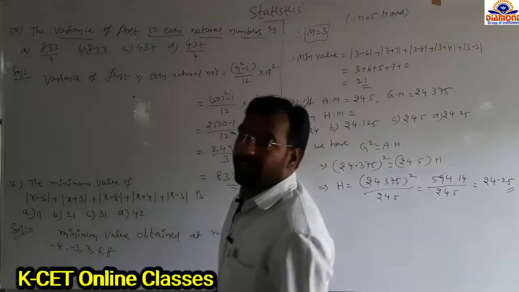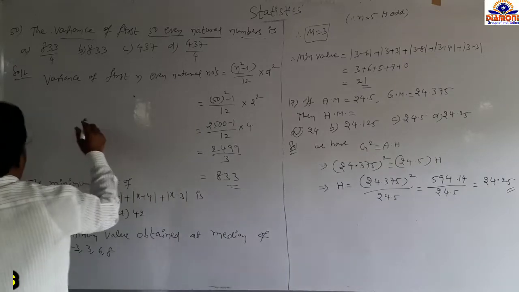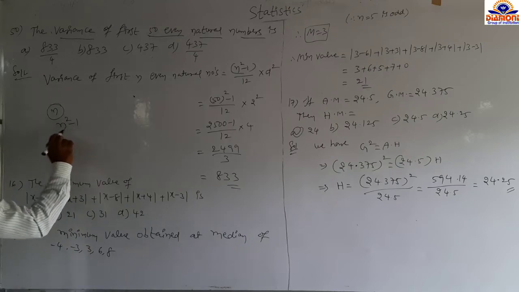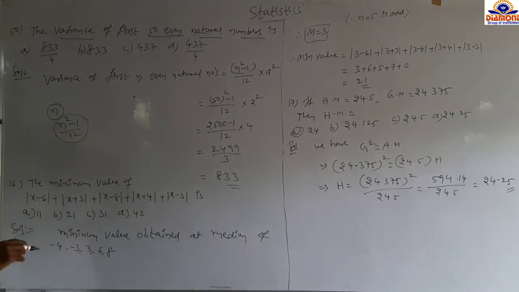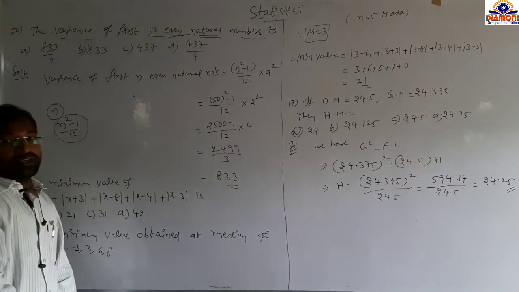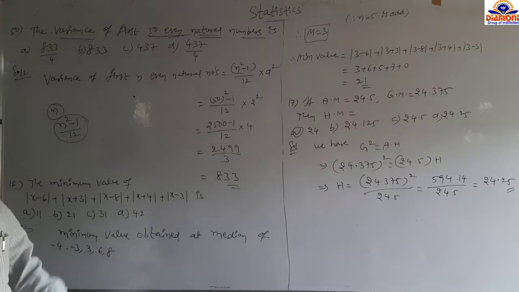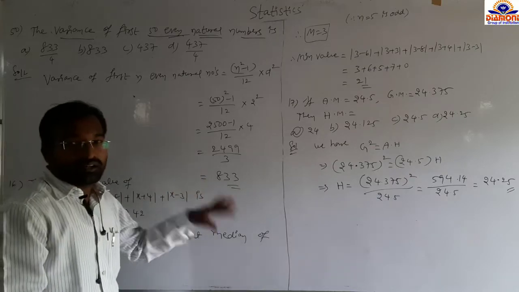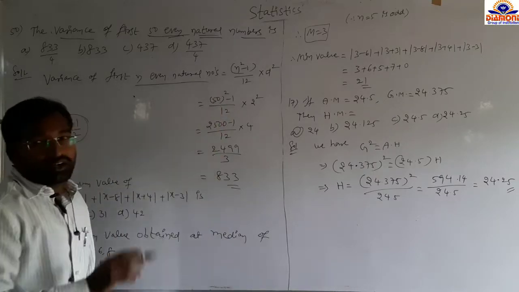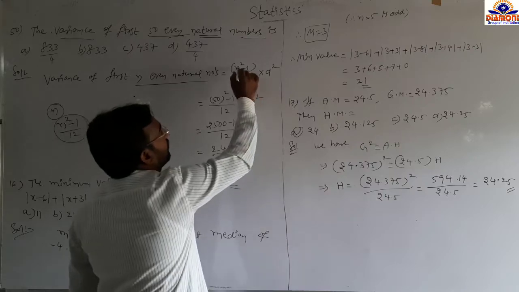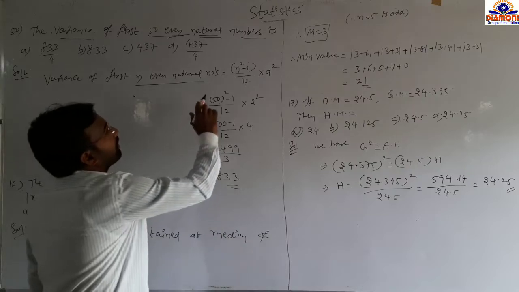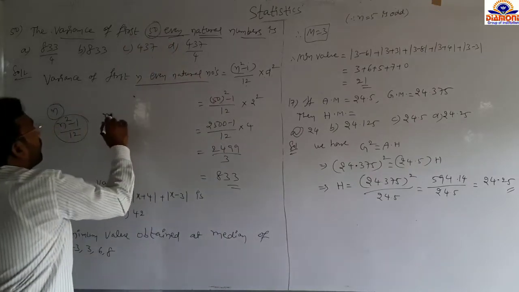We know that the variance of the first n natural numbers is (n square minus 1) by 12. We know this formula. But here it asks for even natural numbers, the variance of the first even natural numbers. For calculating first n even natural numbers or first n odd natural numbers, you can take the formula (n square minus 1) by 12 into d square. So that equals what? Here n equal to what? Here n value is 50.